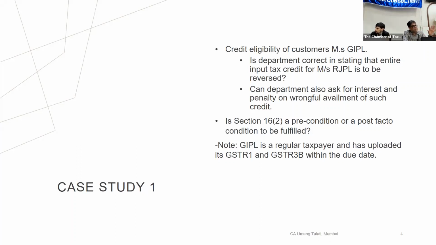Now if you see 16, this is a problem we have been fighting for the last 5 years, whether to see 16(1) and 16(2) together. In my view, 16(1) is an eligibility condition, because it says when you are eligible to avail the credit. 16(2) says the entitlement. So what is the difference between eligibility and entitlement?